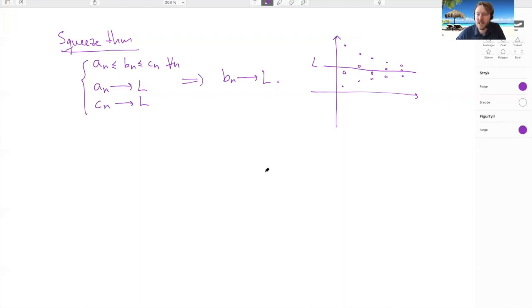So it's the policeman theorem, or it's been told to me that in the Soviet Union they call this the KGB theorem. In Swedish you call it the instängningssatsen. And this is a very useful little result. So let's see an example of why this is.